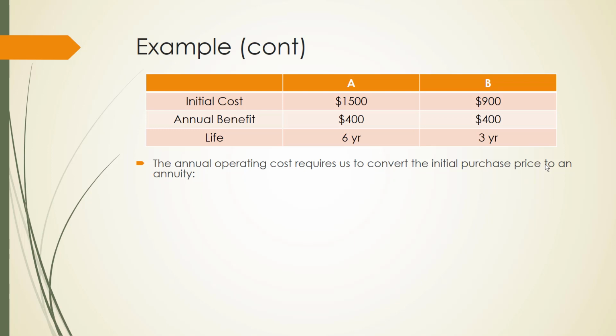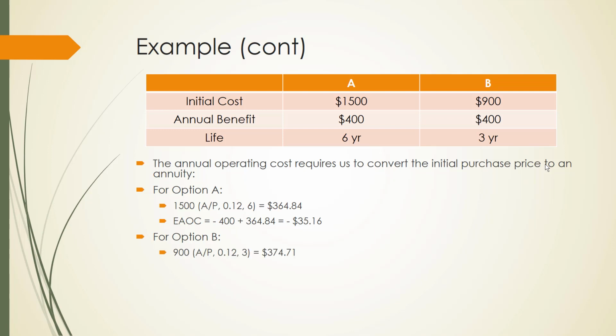So we want to take the initial purchase price and turn it into an equivalent annual operating cost. So for option A, that $1,500 using the annuity formula is equivalent to paying out $364.84 every year for 6 years. I also have an annual benefit of $400. In terms of cost, that's a negative. So negative $400 and a positive $364.84 leaves me with a negative $35.16 cost.